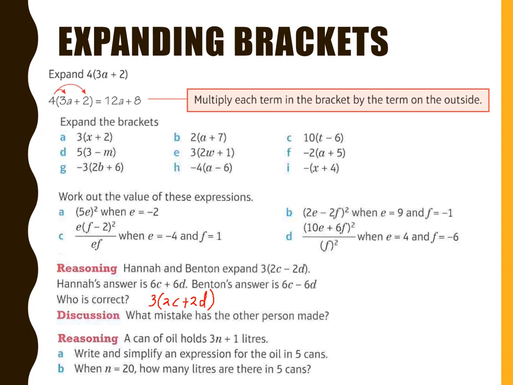A can of oil holds 3n plus 1 liters. Write and simplify an expression for the oil in 5 cans. So this is just 1 can. What do you do when you have 5 cans? You multiply them. So 5 times 3n plus 1. Basically, this just means 4 times 3a plus 2 can be written this way. As mathematicians, we don't like to use a lot of writing, but this is what this is.